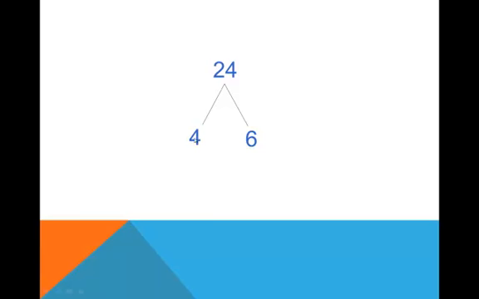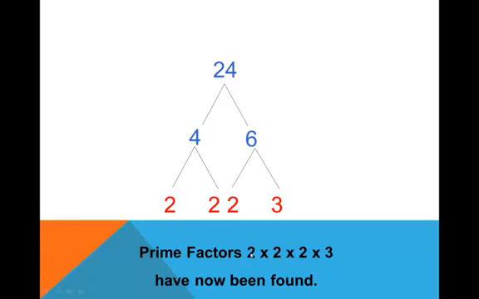The factor pairs of the number 4 would be 2 multiplied by 2, and both of those numbers are prime. The factor pairs of the number 6 are 2 multiplied by 3. So our prime factors for the number 24, 2, 2, 2 and 3. So you would write that as 2 multiplied by 2 multiplied by 2 multiplied by 3. Now, you may have chosen to do this in a different way.